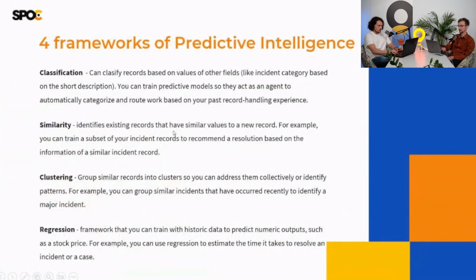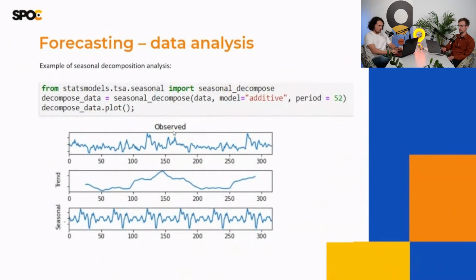Whoops, I will scroll quite quickly to the last slide.